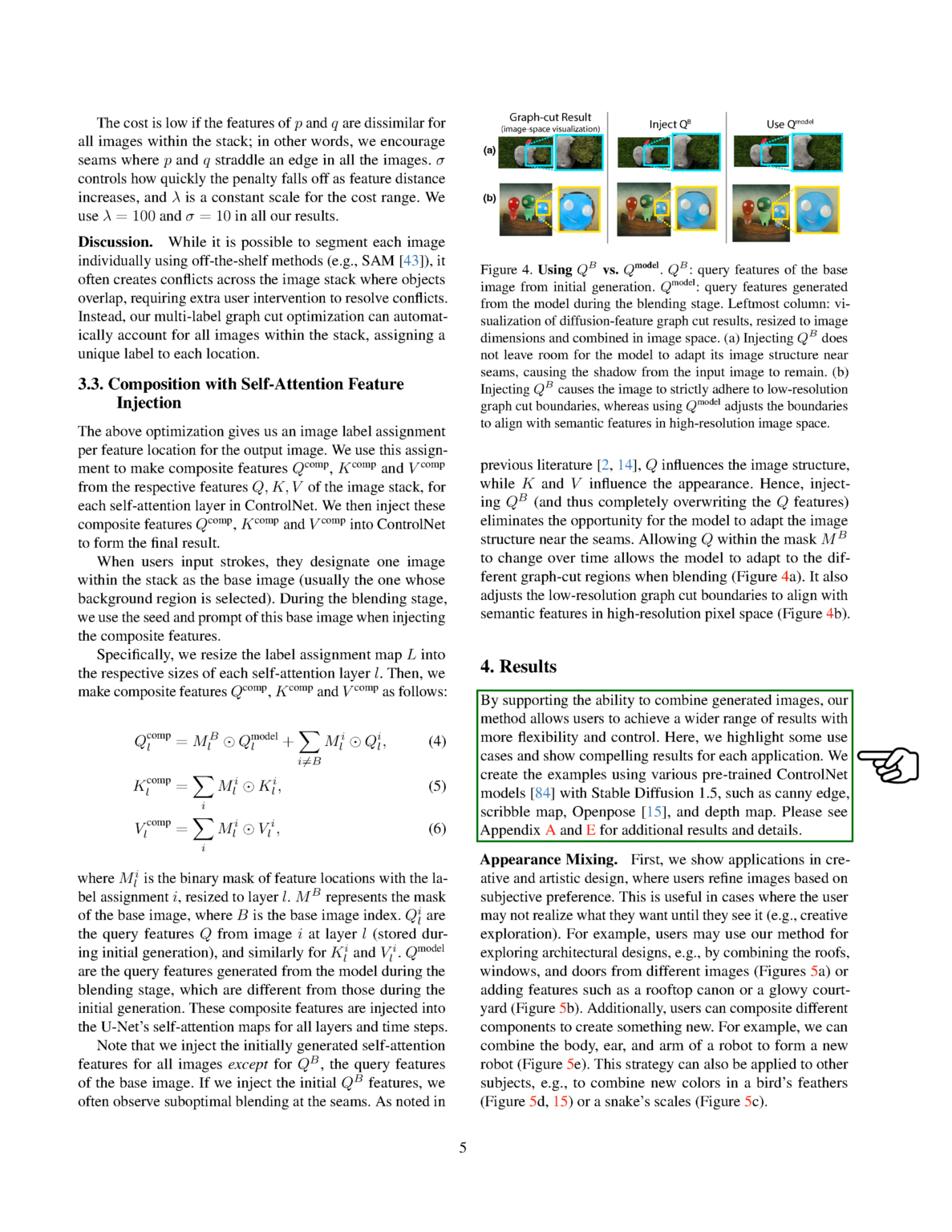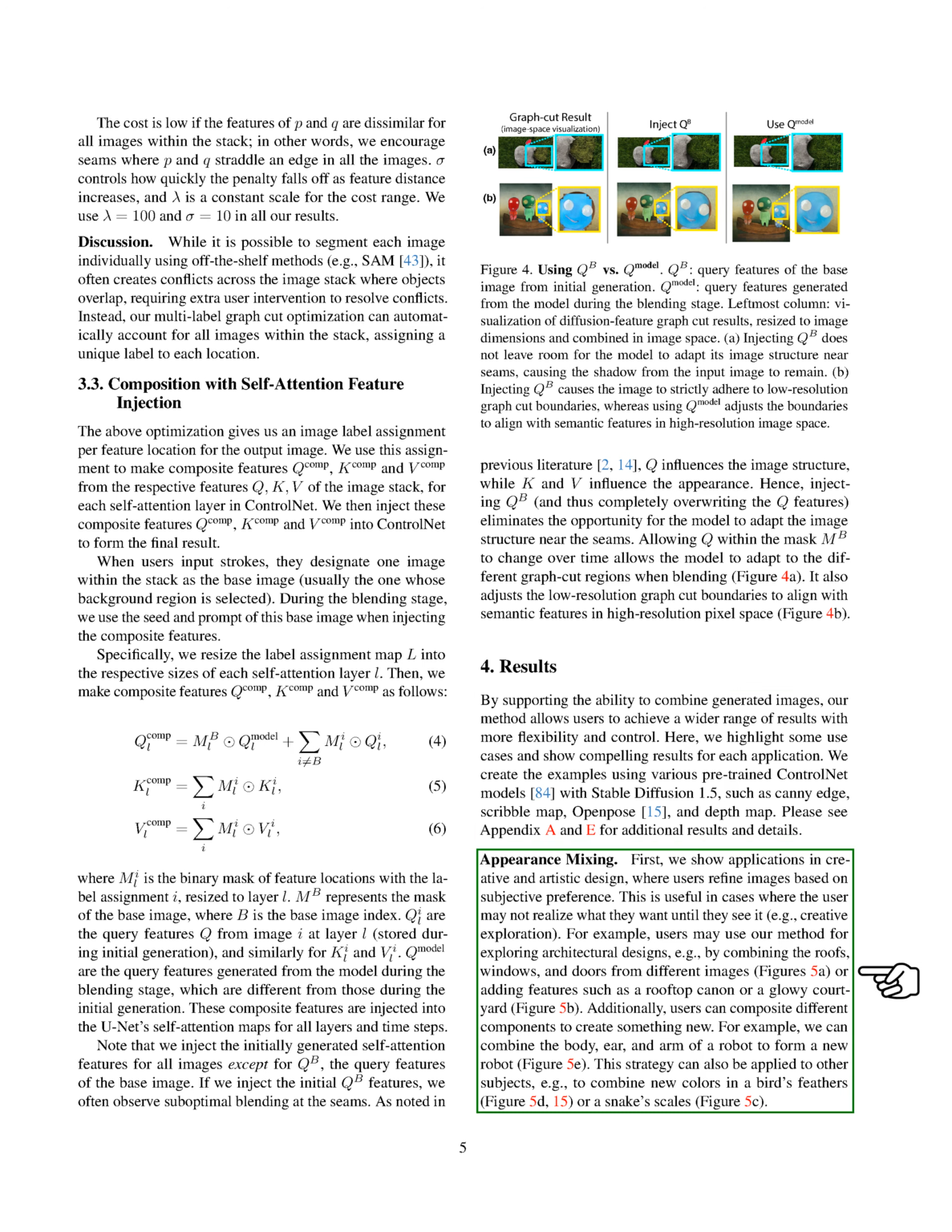Our method enhances the ability to combine generated images, giving users more flexibility and control. We present various use cases and showcase impressive results from different pre-trained ControlNet models with Stable Diffusion 1.5, including Canny Edge, ScribbleMap, OpenPose, and DepthMap.